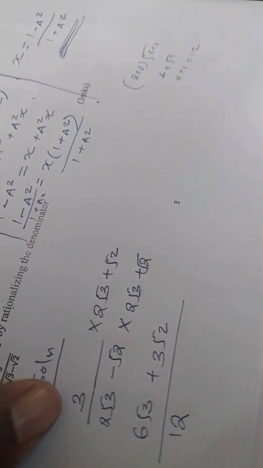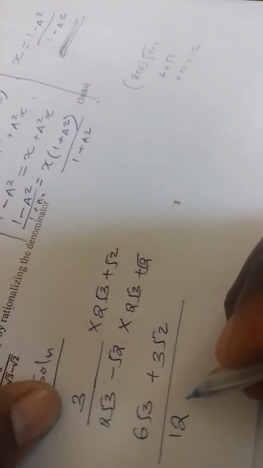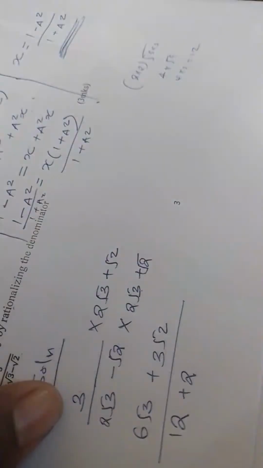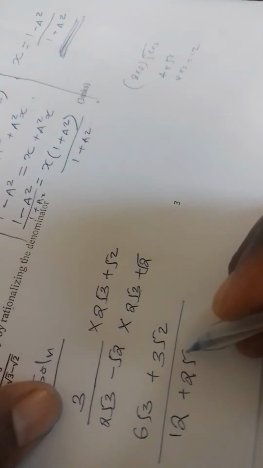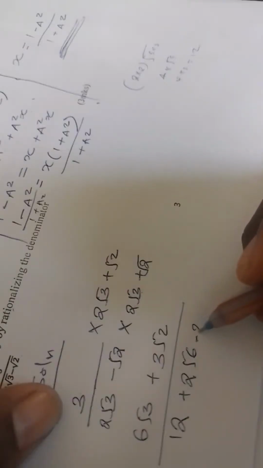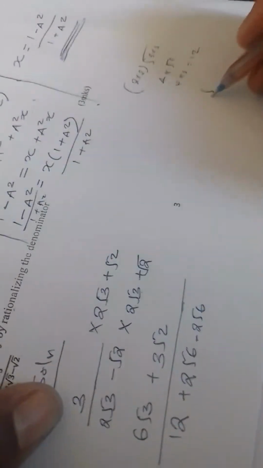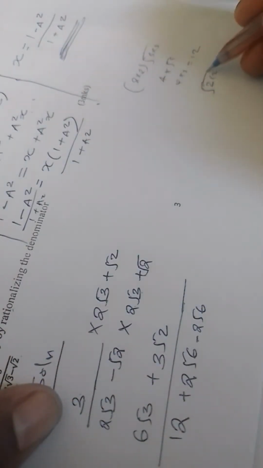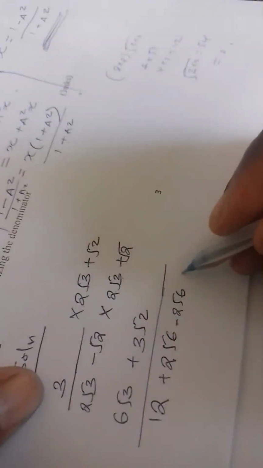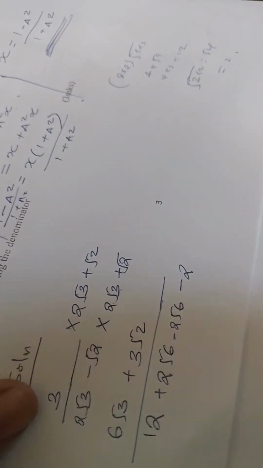So if we take this one times this one, this one will be plus 2. This one times this one will be 2 root 6. Then this one times this one, it will be minus 2 root 6. Then this one times this one will be the same as 2 times 2, which is the same as root 4. Root 4 is the same as 2. So for this one will be minus 2.